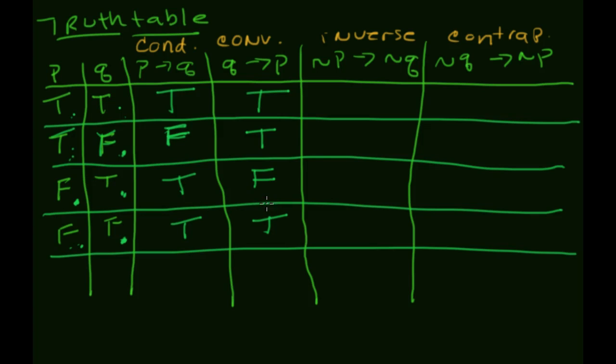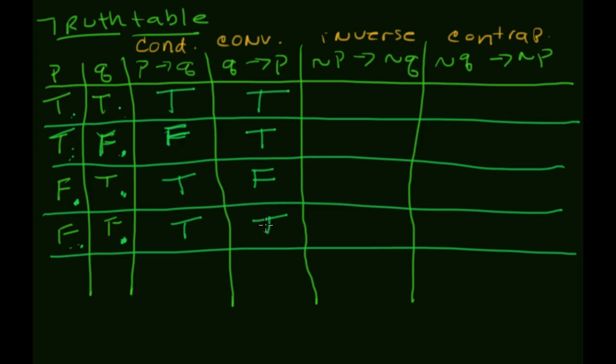Okay, so this is why we say that the conditional and the converse are independent. These two sets of truth values are not the same. So it is possible for this to be false and that to be true. It's possible for this to be true and that to be false. So they are not necessarily going to have the same truth values.